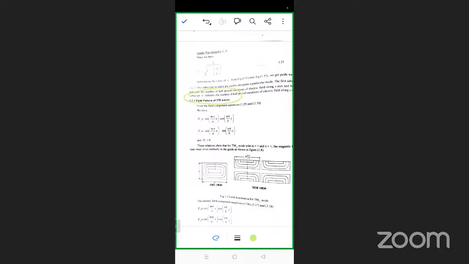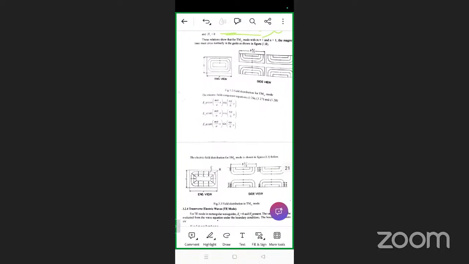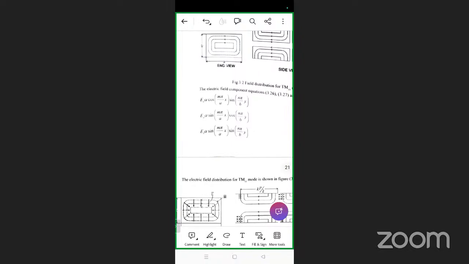In the field patterns of TM waves, he is writing the magnetic field along the x-axis and y-axis. Two formulas. Hx is directly proportional to sine(m pi by a of x) cos(n pi by b of y). With respect to y, Hy is cos(m pi by a of x) sine(n pi by b of y). And along the z-axis it is equal to 0. Now the field patterns: this is the end view and this is the side view. From this, the electric field components are also written, Ex, Ey, Ez.